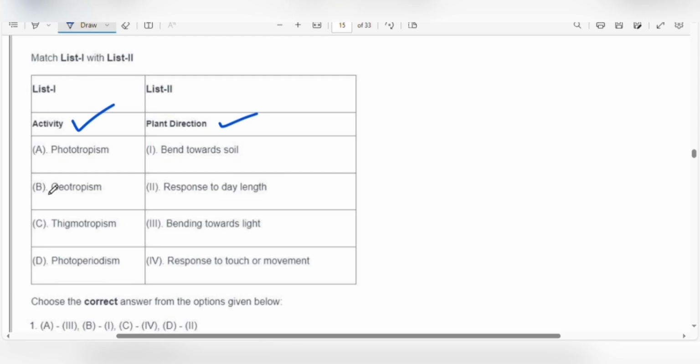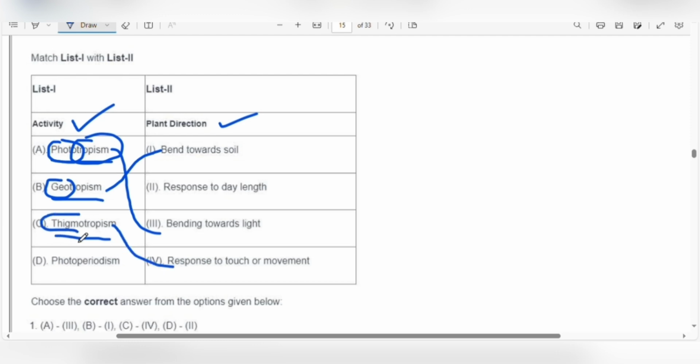You see here, phototropism. We all know phototropism is movement towards light, so it is bending towards light. Geotropism is movement towards soil, so it is bending towards soil. Geo is soil, photo is light. Tropism means movement. Thigmotropism is response to touch or movement. Thigmo means touch or movement.